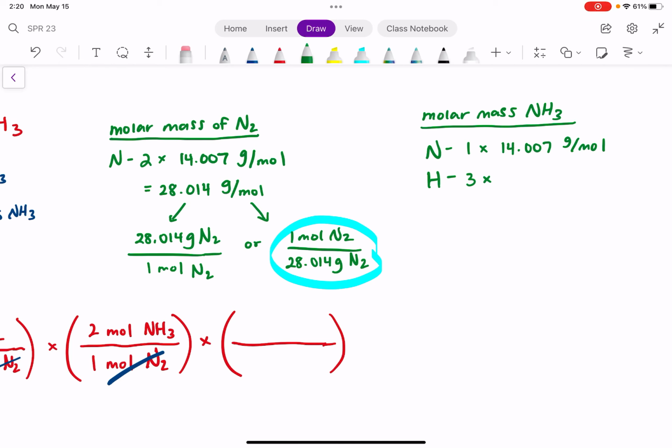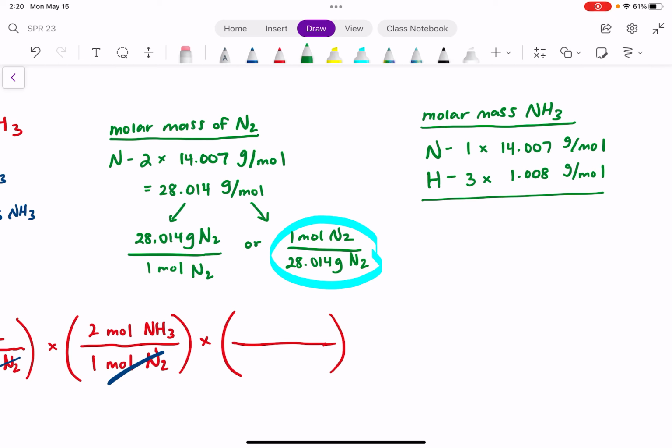Hydrogen has an atomic mass number of 1.008, again in grams per mole. All right, so now we have to do some multiplying and adding. So 1 times 14.007 is just 14.007. And then we're going to add that to 3 times 1.008. And be careful with your parentheses here.